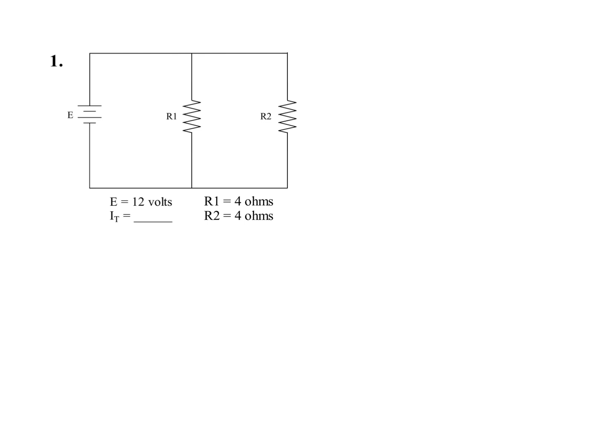What I try to tell everyone is to label the items that are given to us. So I like to put in here what we're dealing with. We've got 12 volts. We don't know the current. And then our resistors here, R1 and R2, are 4 ohms and 4 ohms.